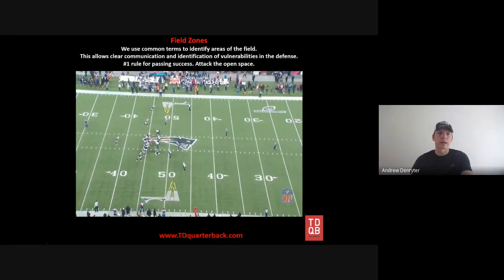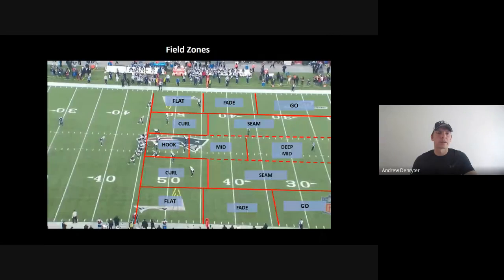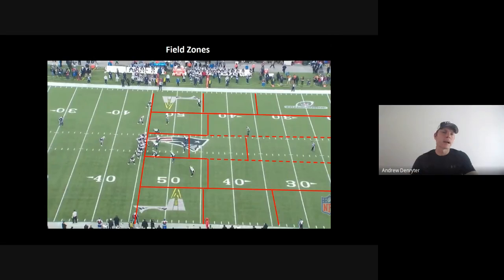Okay, we talked about field zones last week. Shouldn't have to do much of a review on that, but this is where it's going to be important for us to understand. You can see, based on how the defense is aligned, what areas of the field they're going to be vulnerable in. They don't have anybody deep in the fade zone. They have nobody in the go zone. Even though they have a player in the flat, technically they have a flat player down at the bottom. As we go over here, there's nobody aligned, so he's going to have to cover some distance, meaning he's going to have to open his hips and cover some ground in order to work out to those areas of the field.